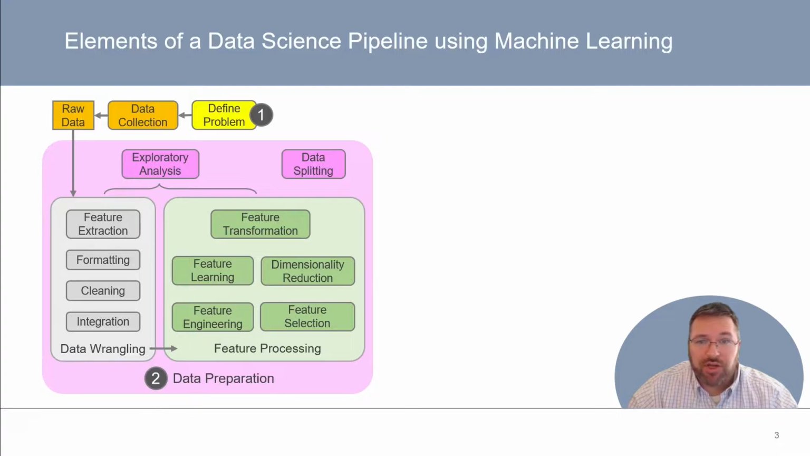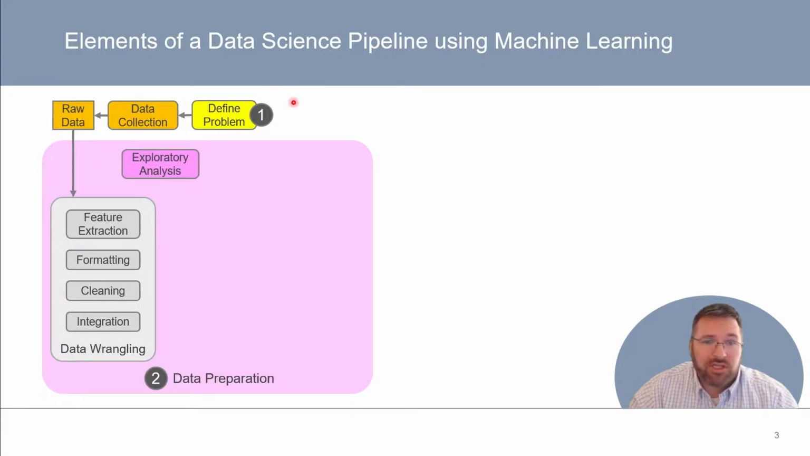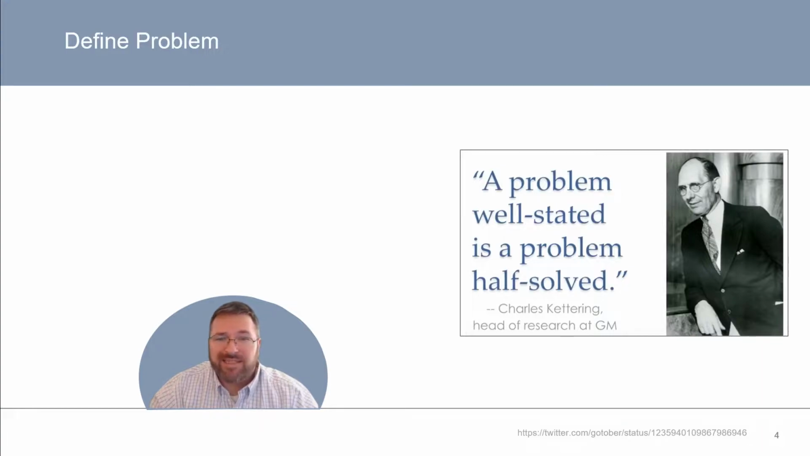Over the next two videos, we'll discuss all of the elements leading up to and including data preparation. But again, for now, we're just going to cover these initial elements. As we saw on our last slide, a data analysis pipeline should typically begin with the clear definition of a target problem. Here's a quote by Charles Kettering hinting at the importance of this. Specifically, a problem well stated is a problem half solved.